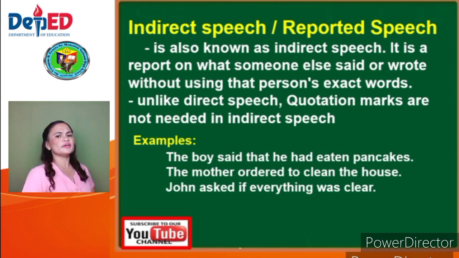Now, let's have story time before we continue our discussion, for you to understand direct speech and indirect speech clearly.